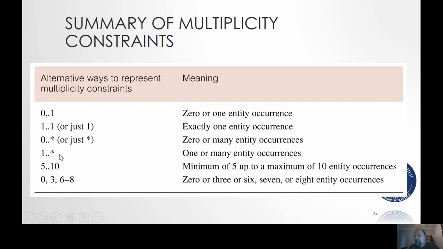A one to many. Oh, simple shorthand, we could just write this as star, right? You can even set up some particular constraints, like it must have a minimum of 5, cannot have any more than 10, or even some specific types of numbers, so 0, 3, or 6 to 8. There's all kinds of different ways that we can write this.